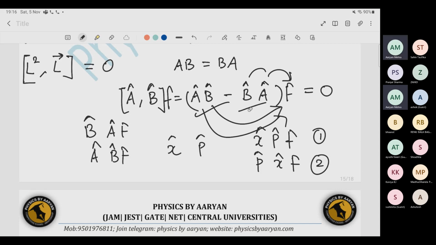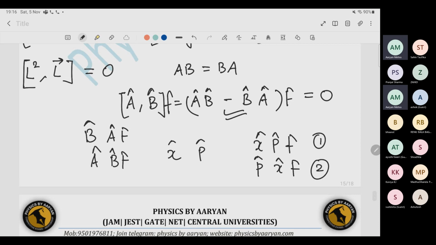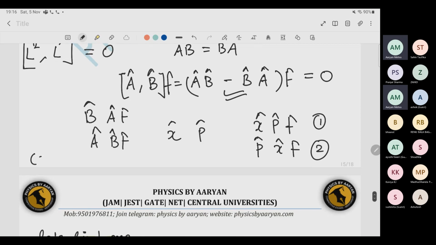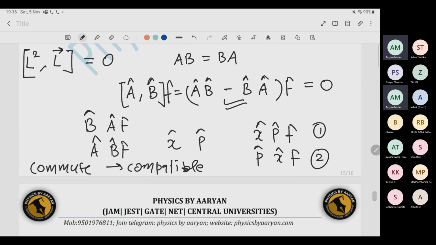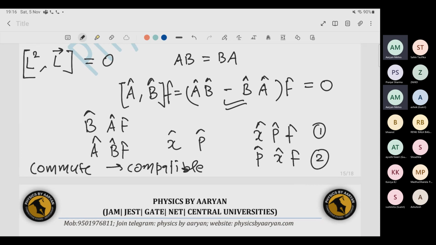We will come to that. But you should now know one thing: if they commute, then it means they are compatible. Commute means compatible. Compatible means you can measure both of them at the same time with complete precision. Does everyone have an exact idea about this? Yes, sir. Commute means compatible. This is a very basic rule of quantum mechanics.